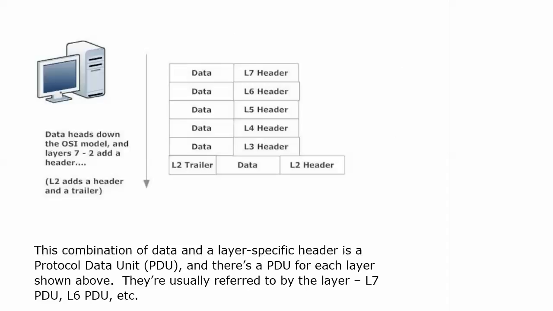And you can see what we're doing here. Data heads down the OSI model, and layers 7 through 2 add a header that is specific to that layer. You can see that they're numbered, and layer 2 adds a header and a trailer. Now, this combination of data and a layer-specific header is referred to as a protocol data unit, a PDU. And there's a PDU for each layer shown above, and when you hear them discussed, they're usually referred to by the layer, an L7 PDU, L6 PDU, and so forth.